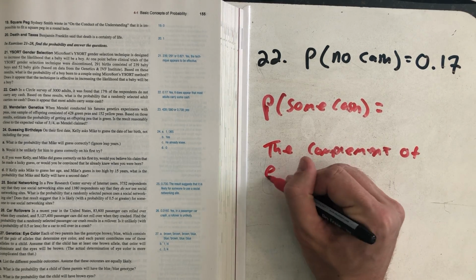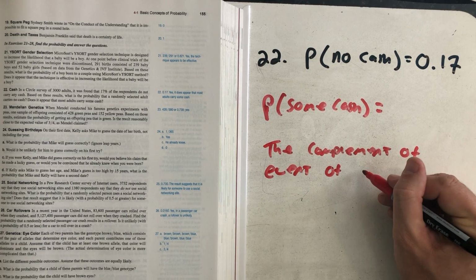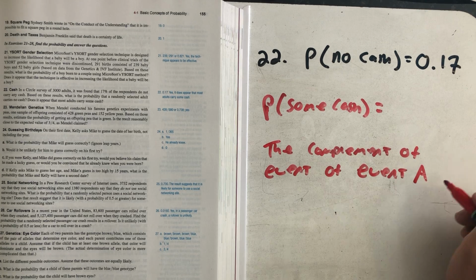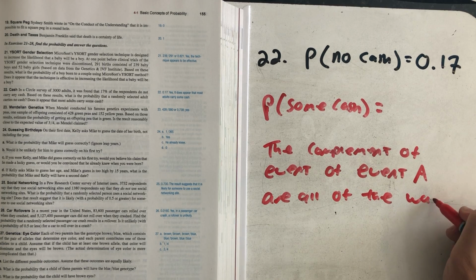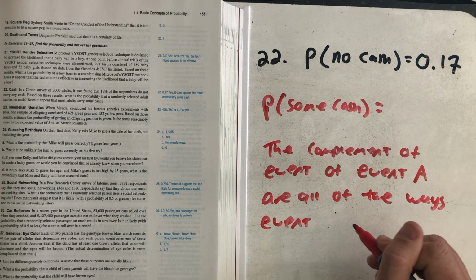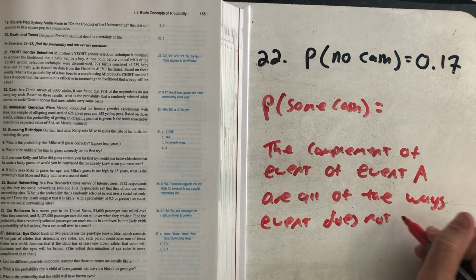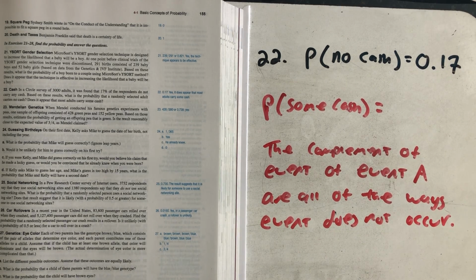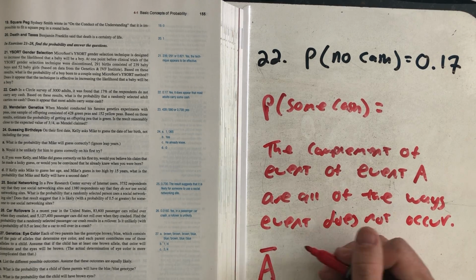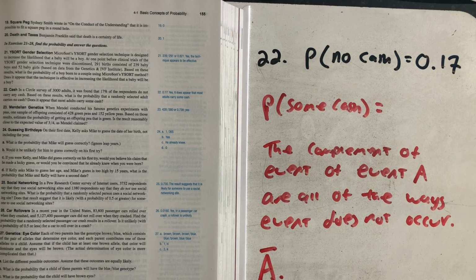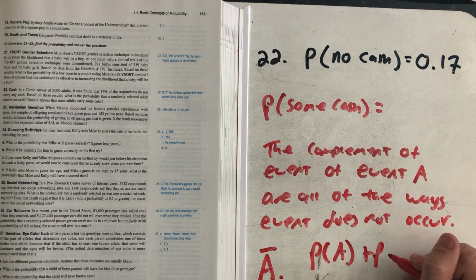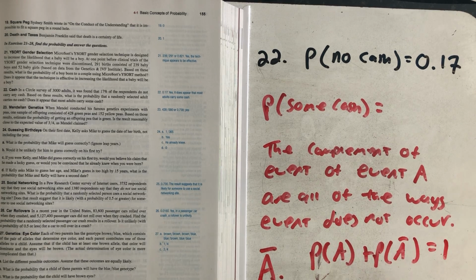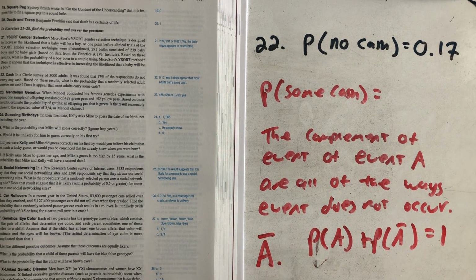The complement of event A are all of the ways event A does not occur. We even get a special symbol for that. The complement of A is called A bar. And there's a nice fun fact that if I take an event and its complement and I add their probabilities, if I take the probability of event A and add the probability of event A bar, then I have to get 1. Because A and A bar are opposites.